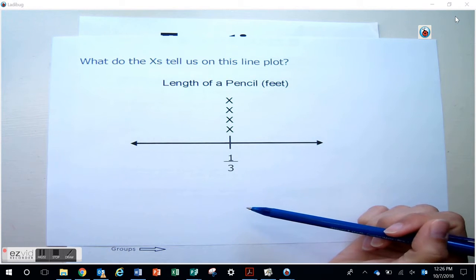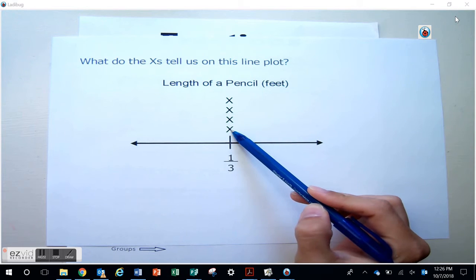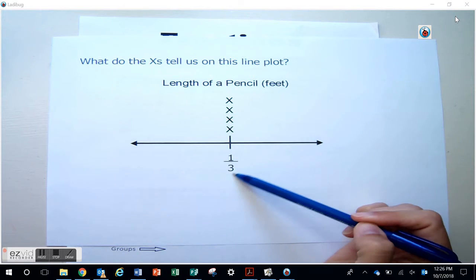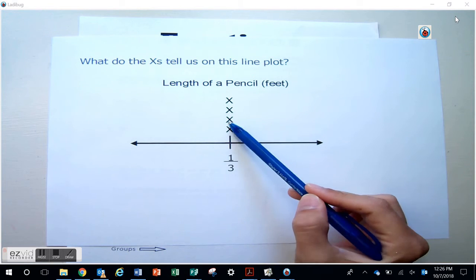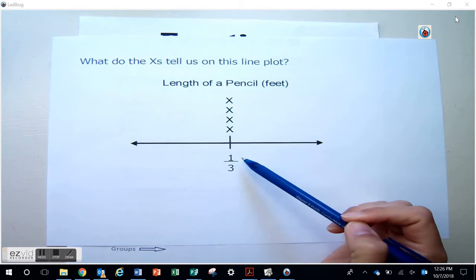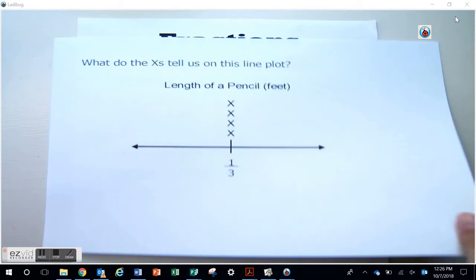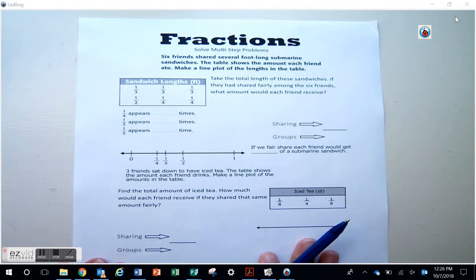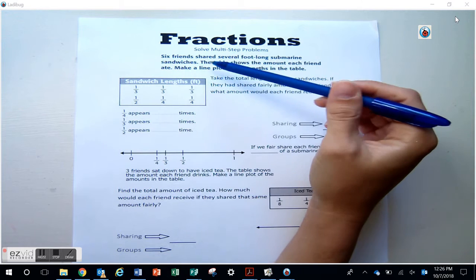Well, this tells us that 1, 2, 3, 4 pencils had a length of 1/3 foot. 1, 2, 3, 4 pencils had a length of 1 foot. So that's how we can learn to read a line plot. Let's look at this first problem. There's quite a few steps here, but we're going to have to take it slowly.